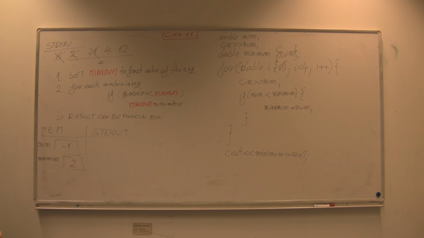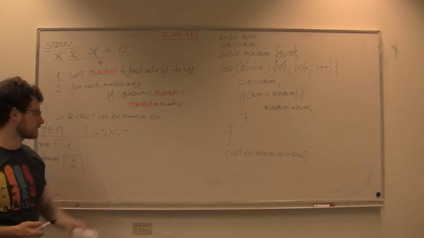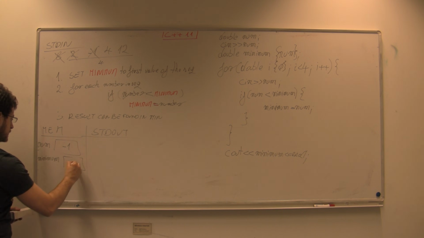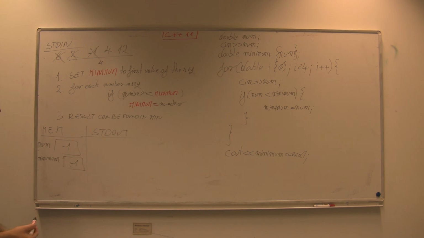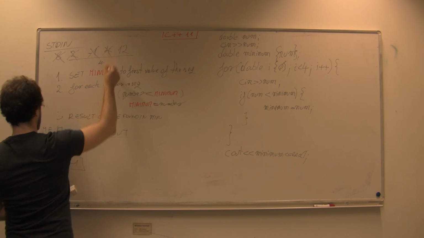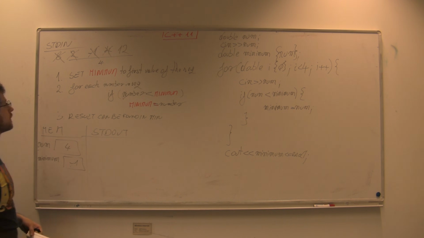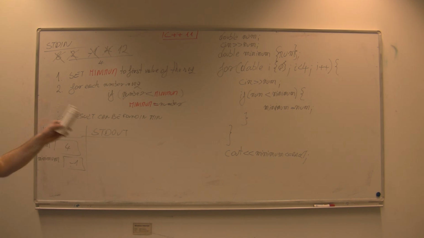Is -1 smaller than 2? It is. So we assign this value as the new minimum. So -1 is our new current minimum. We extract another number, 4. Is 4 smaller than -1? It's not. So we don't do anything.